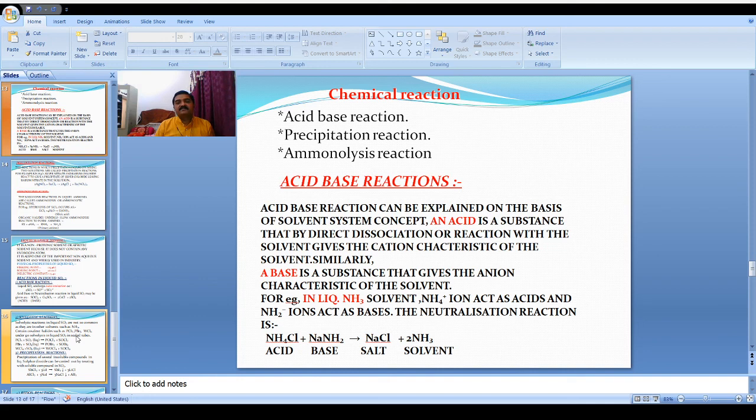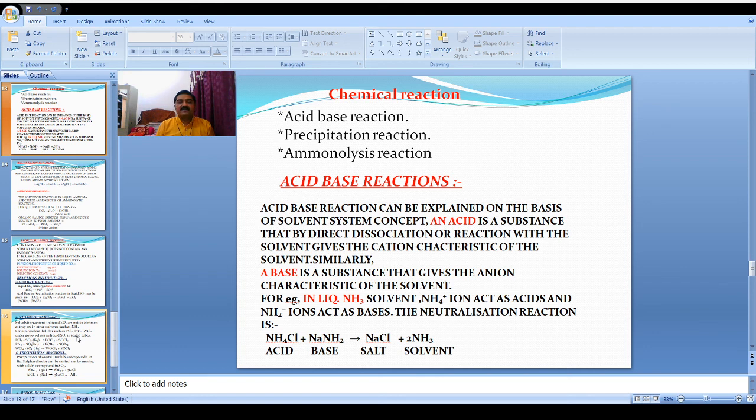In simple words, according to the solvent system concept, an acid gives the cations and a base gives the anions. These are the two simple points you have to remember. According to the solvent system acid-base concept, an acid gives cations which are characteristic of the solvent, and a base gives anions which are characteristic of the solvent. Here the example is liquid NH3.